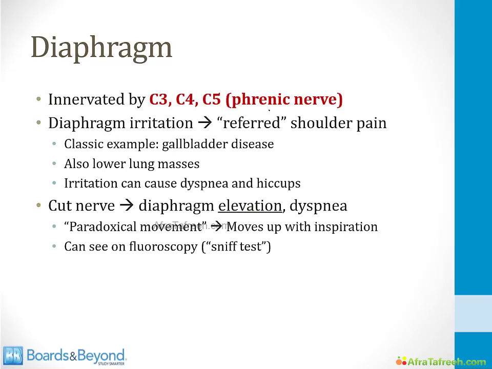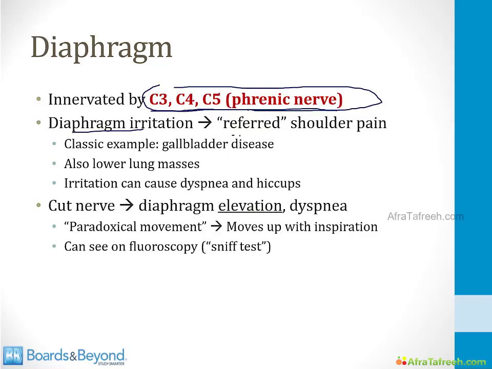The diaphragm is innervated by the phrenic nerve, which arises from C3, C4, and C5, and many people remember the mnemonic C3, 4, and 5 keep the diaphragm alive. Now, these nerves also sense pain from the shoulder, and what this means is that if there is irritation of the diaphragm, this can lead to pain that is perceived as being in the shoulder. This is called referred pain.